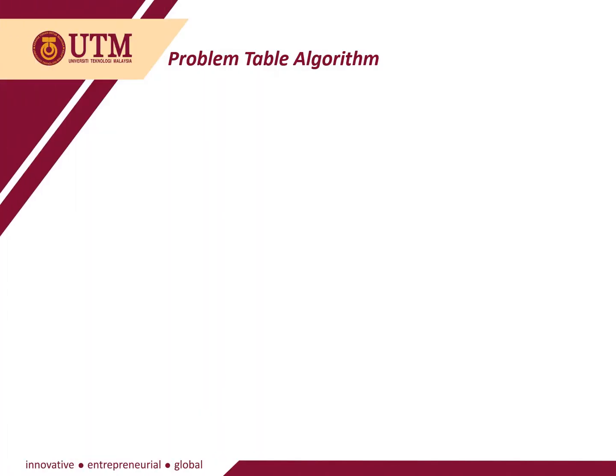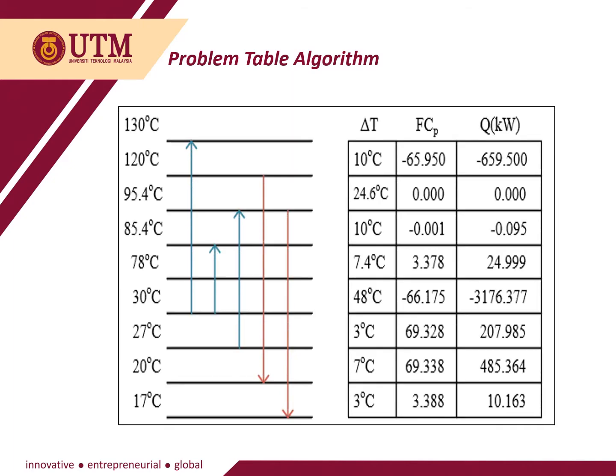Now we go to the problem table algorithm. After we got the new data from the previous table, we will draw the cold stream and the hot streams in this figure. So we will get the new delta T and the new FCP from the differentiation of cold streams and the hot streams. Then we will get the new enthalpy for this table.